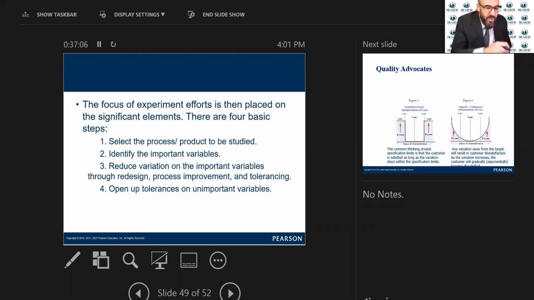So again, what we need to do is look for a process, study the process, find out these factors and parameters that will impact the quality of the process, and control them through redesign, retolerancing, and other ways. And the last one, if there is something not important to your process, you could open the tolerances for these unimportant factors.